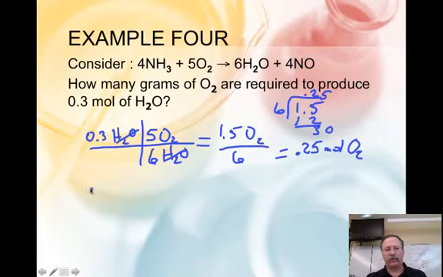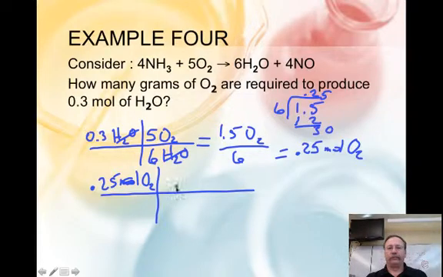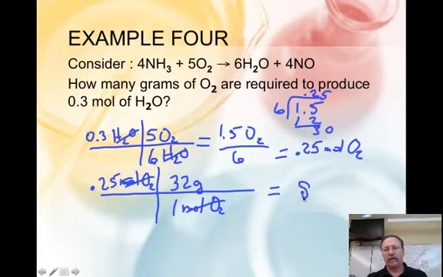Now we have to convert that into grams. So we take that 0.25 moles of O2 and the molar mass of O2. We want grams. There's 2 of the 16, so it's 32 grams per 1 mole O2. Now the moles of O2 cancel out. We've got essentially 1/4 of 32. What is 32 divided by 4? That's right, 8 grams. So if I had 0.3 moles of water, I would need 8 grams of oxygen to create it, provided I had enough ammonia.